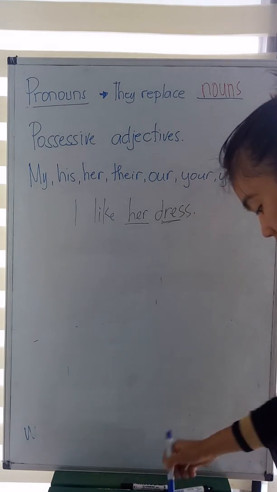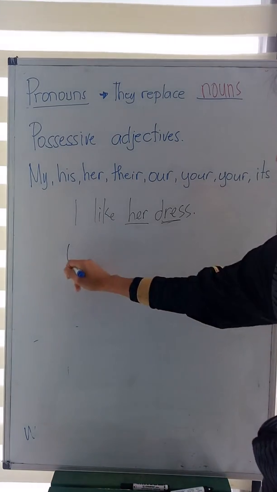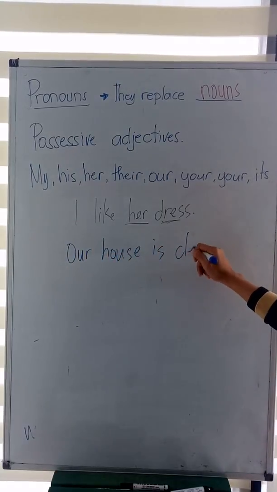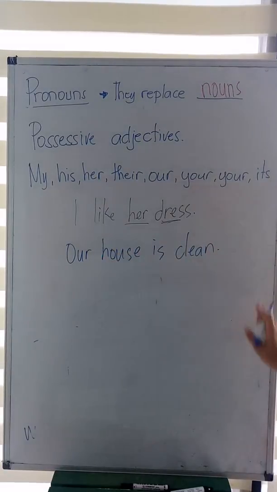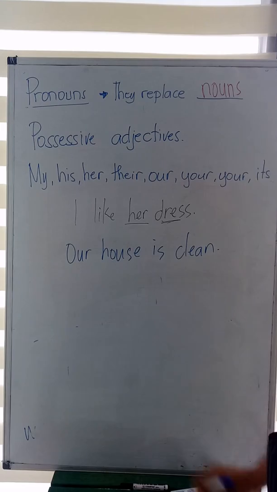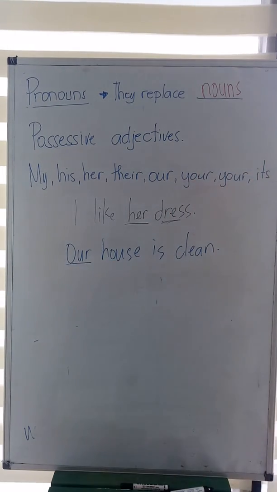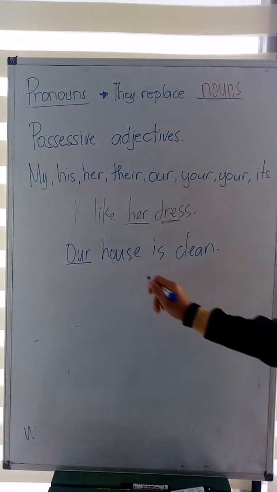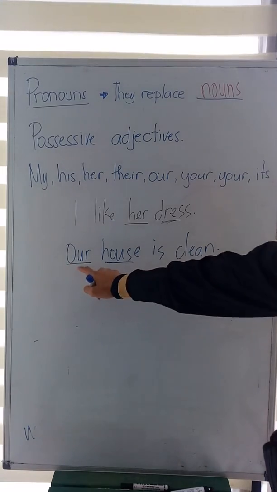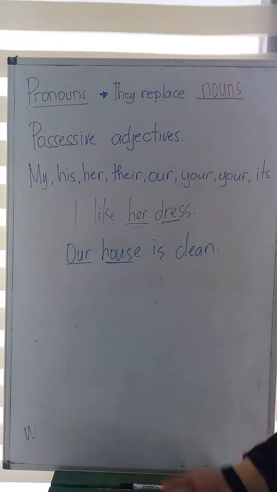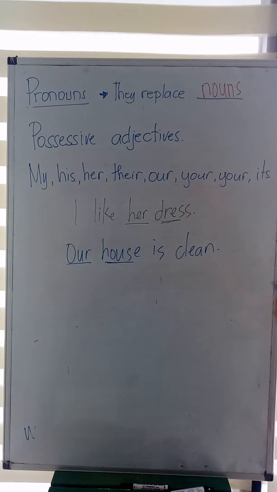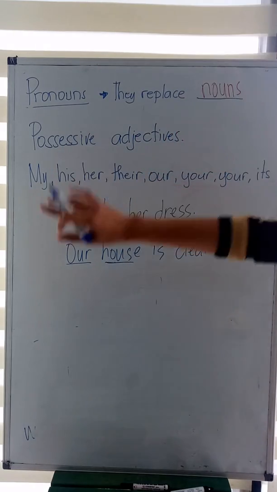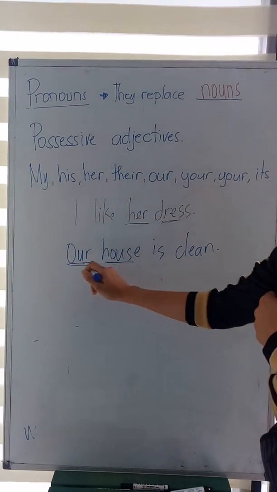I'll give you one more example. Our house is clean. The possessive adjective that we're using here is our, and it comes before the noun house. Who owns the house? Our owns the house, and it's stating that this is our house and it's clean. Always remember that. That's the difference between possessive adjectives and pronouns. Our house is clean. This is your possessive adjective.